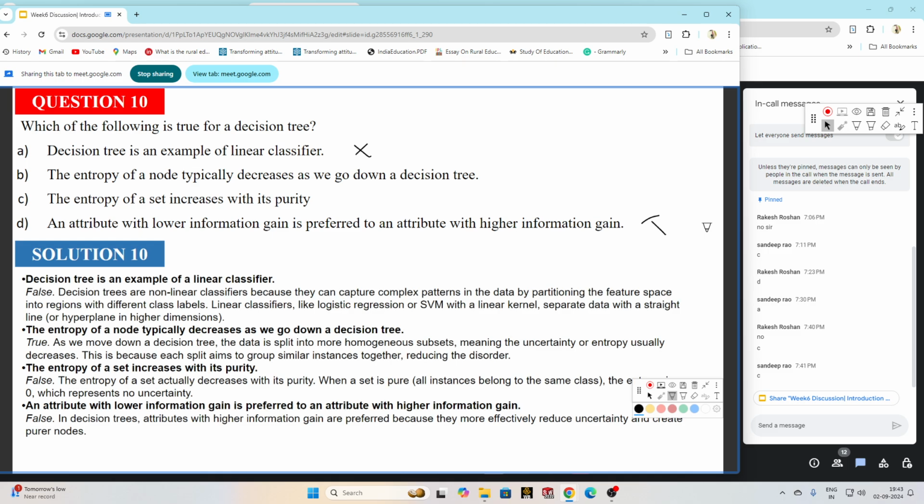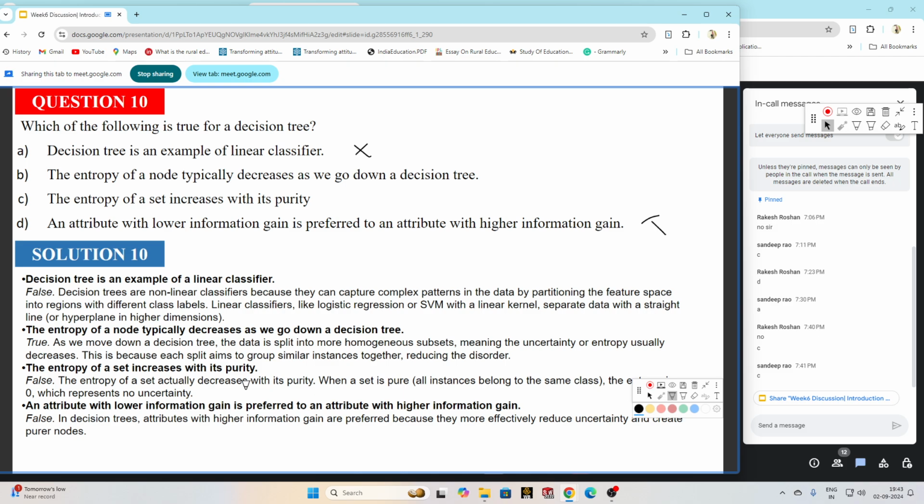So let's talk one by one. These two are false, so your answer will be between these two. Decision tree is an example of a linear classifier. This is a false statement. Decision trees are non-linear classifiers because they can capture complex patterns in the data by partitioning the feature space into regions with different class labels. It classifies into different regions, that depends on the branches that you decide.